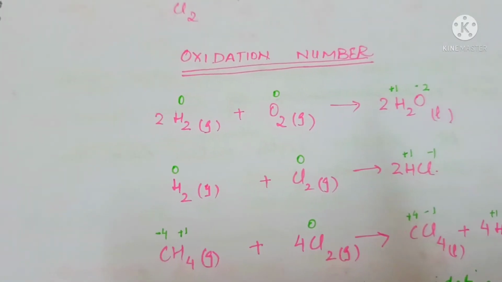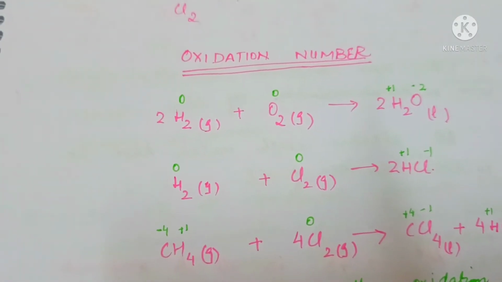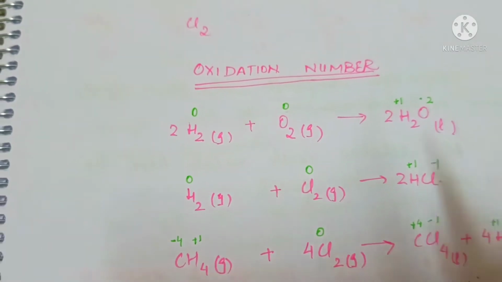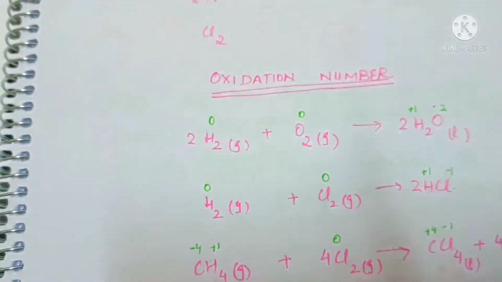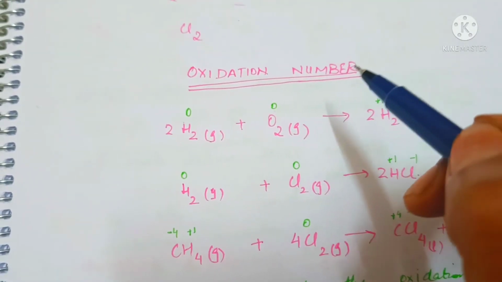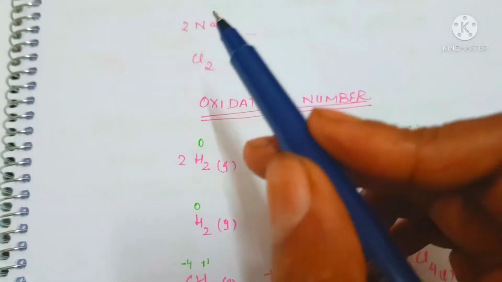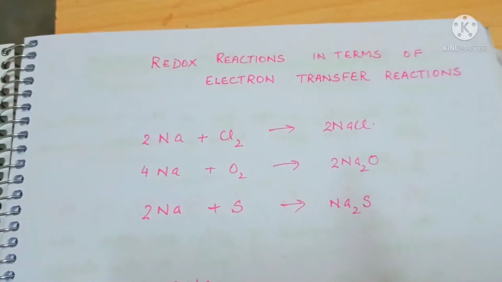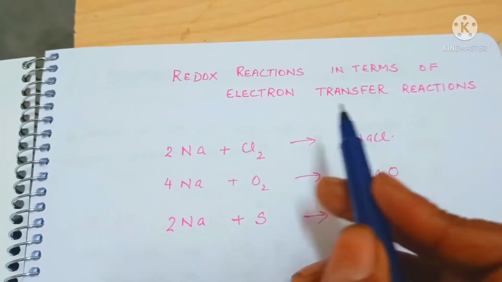In today's lecture, we will understand the concept of redox reactions in terms of oxidation number. But before we understand oxidation number, let us recap the redox reaction in terms of electron transfer reactions.